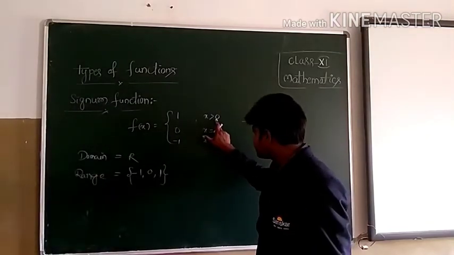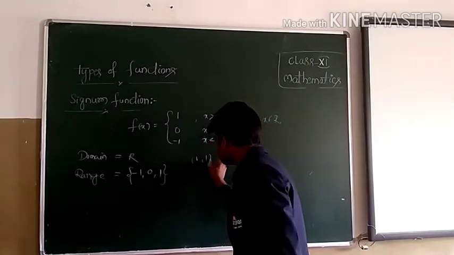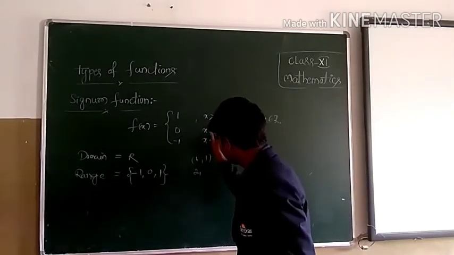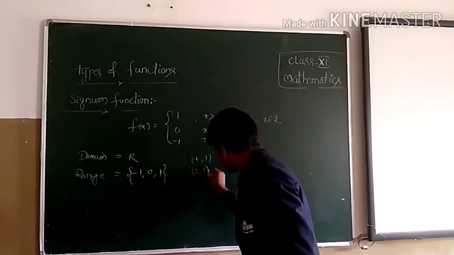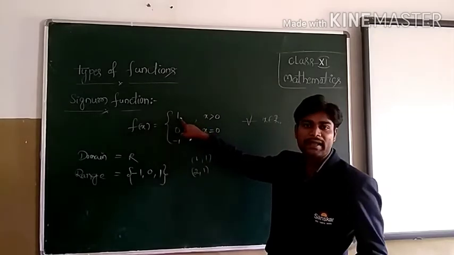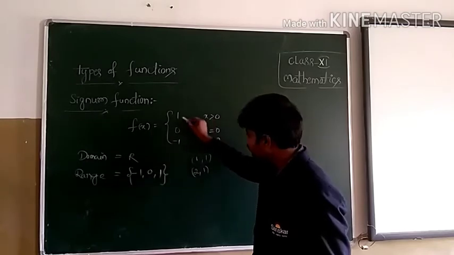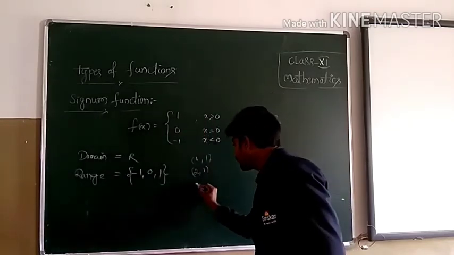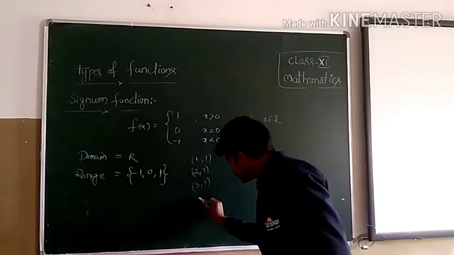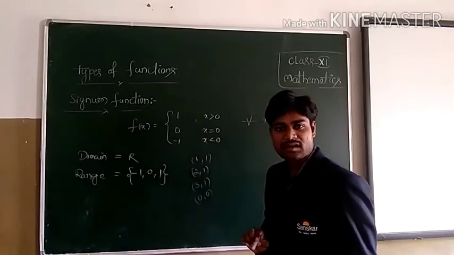Suppose I take x greater than 0. First I consider 1, then it gives 1. If I take 2, again it is mapped to 1 only, because the case for f of x is different when x is greater than 0. So 2 is greater than 0, and we map it to 1, giving the pair 2 comma 1. If I consider 3, again we get 1. If you take 0, then we get 0, because the condition is given: if x is equal to 0, then the value is also 0.